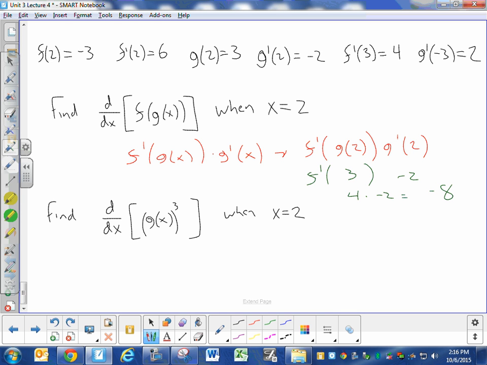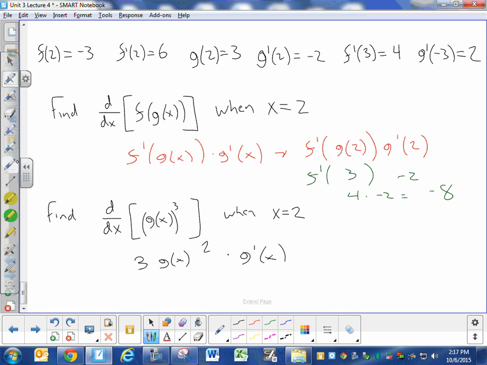And finally, going to the problem where most students get the incorrect answer, something like this. Take the derivative of g of x cubed when x is 2. Well, everybody says that the derivative of g of x cubed is 3g of x squared. Because that's the derivative of like something being cubed, right? But this is incorrect. Because we're missing something. And what are we missing? G prime of x. This has an outside and an inside.